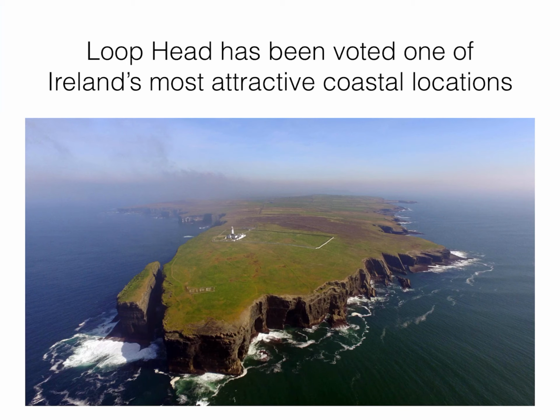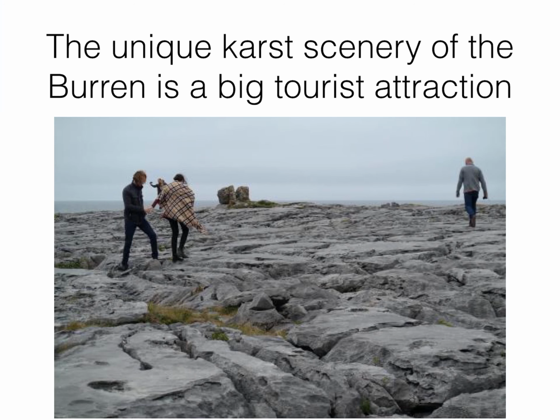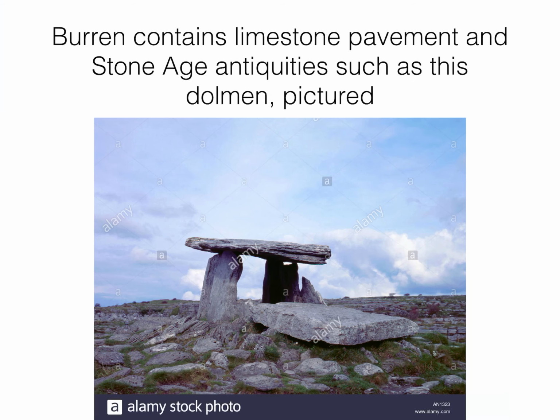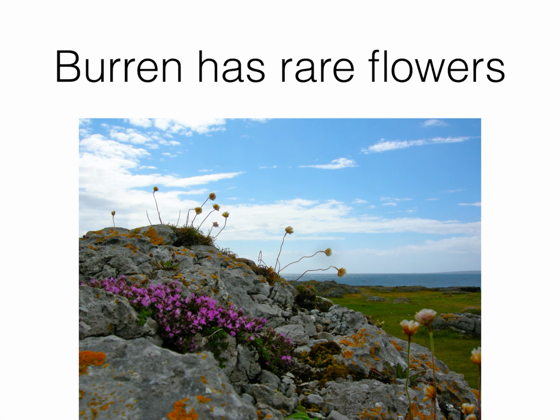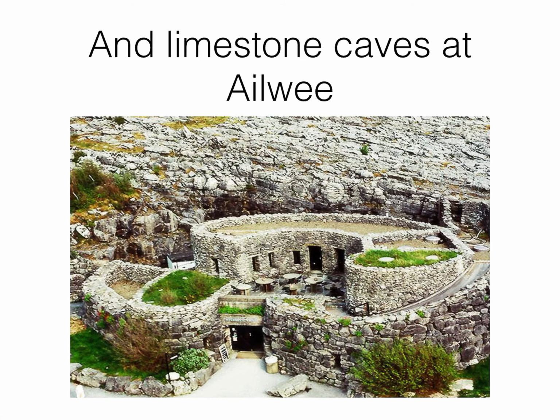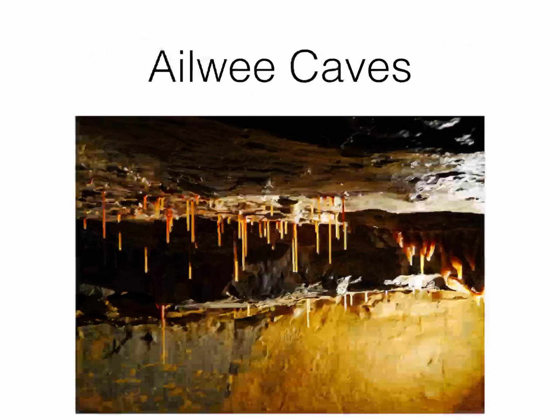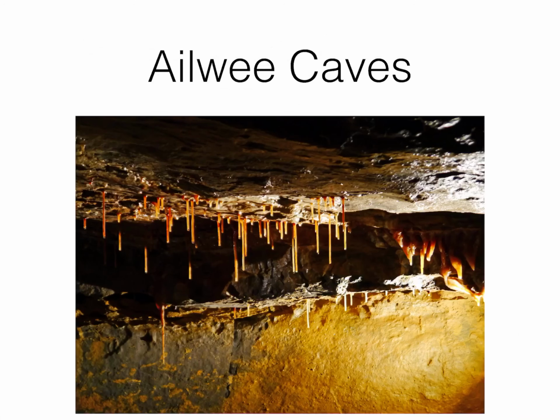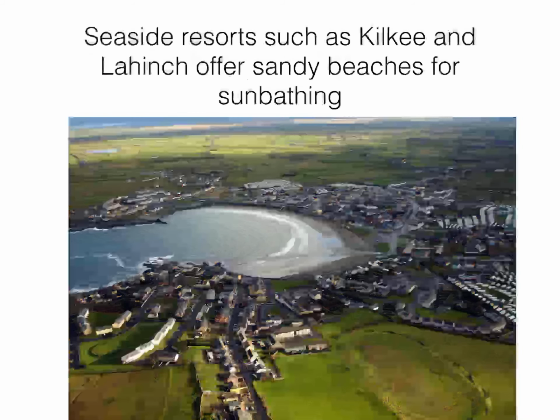So in this you're talking about the beaches and the coastline. So in County Clare the coastline is spectacular. You've got the Burren Way, which shows you all the beautiful views of the coastline. You've got the Cliffs of Moher, 700,000 visitors visiting it. You've got Loop Head. You've got the Burren, all the limestone rock, the clints and the grikes. Attracting tourists in because it's such a unique karst landscape. It has all the Stone Age antiquities, the dolmens, it has rare flowers, it has the limestone caves at Aillwee with its stalagmites and stalactites, Aillwee Caves. So they're all along the coastline.